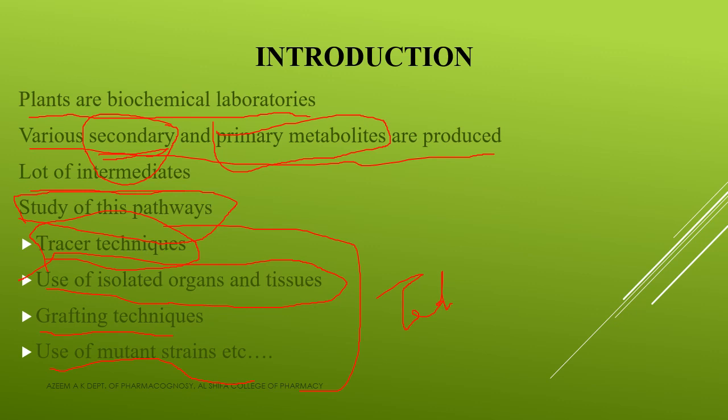The common techniques that are used in the study of these pathways are tracer techniques, then use of isolated organs and tissues, then grafting techniques, then use of mutant strains, etc. Clear? So among all these techniques, this one is very important, that is tracer techniques.